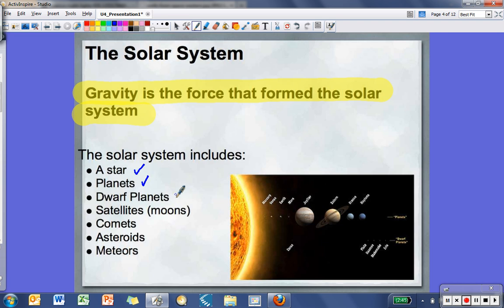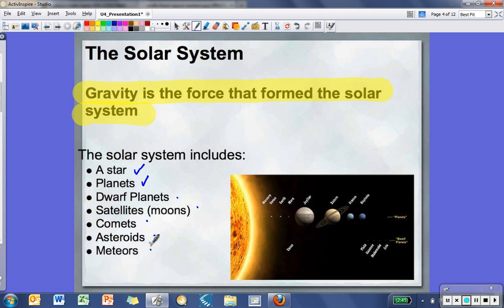All right. And then after that, pretty much, it doesn't have to include, but you're going to get these other things. You're going to get dwarf planets, and we'll talk a little bit more about that. Pluto was kind of the first dwarf planet that really made a big name. That's the reason why we talk about dwarf planets now. But moons, right? We look up at the sky every single night. There's a moon. Comets, asteroids, and meteors. These are what solar systems include.